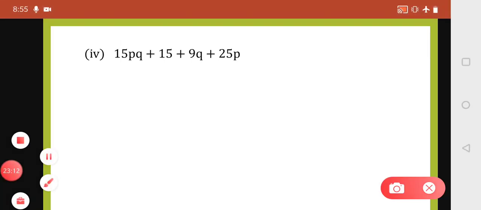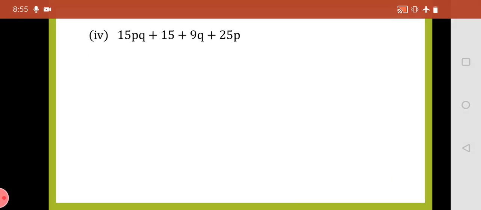Next, question number 4. 15pq plus 15 plus 9q plus 25p. Now here, looking at the question, we can see that if we make the groups without rearranging, then from the first group we can take out 15 common, but from the next group we cannot take out anything common. Moreover, we will not get the same bracket as the first group. So here first we have to rearrange the terms.